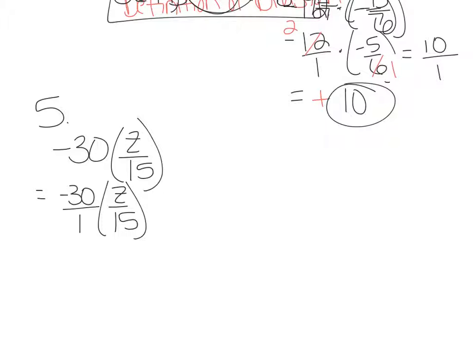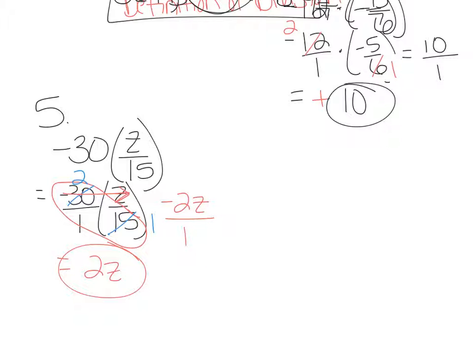And now I'm multiplying fractions, and we want to look to cross reduce. So if I look along this diagonal here, I can divide out a 15. So the 15 turns into a 1. The 30 turns into a 2, and then we're going to multiply straight across, and I have negative 2 times z, which gives me a negative 2z. 1 times 1 gives me a 1, so my answer would just be a negative 2z.